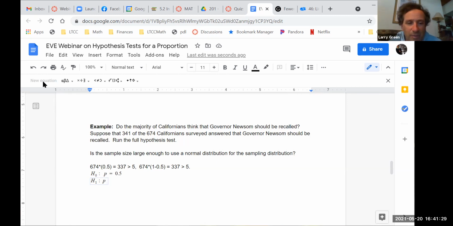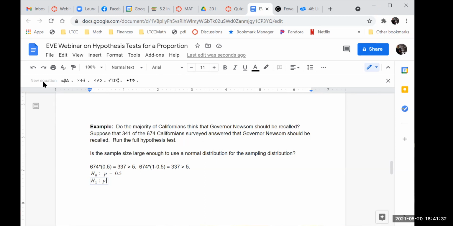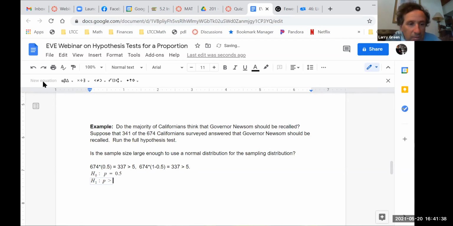So H naught is P equals 0.5. H1 is P greater than 0.5. Greater than, because majority means more than. So greater than 0.5.